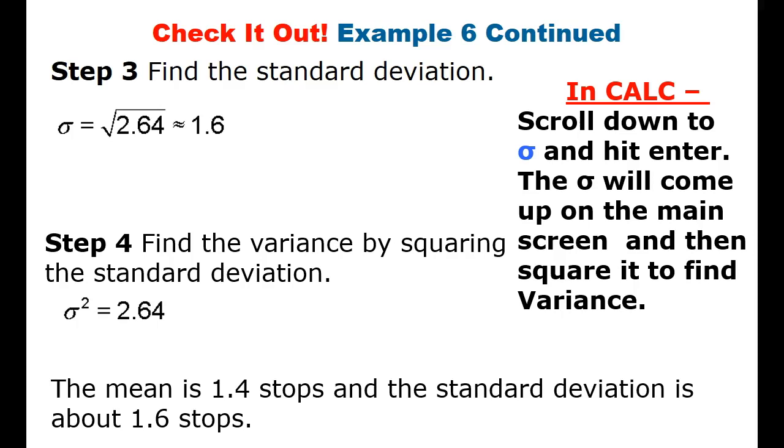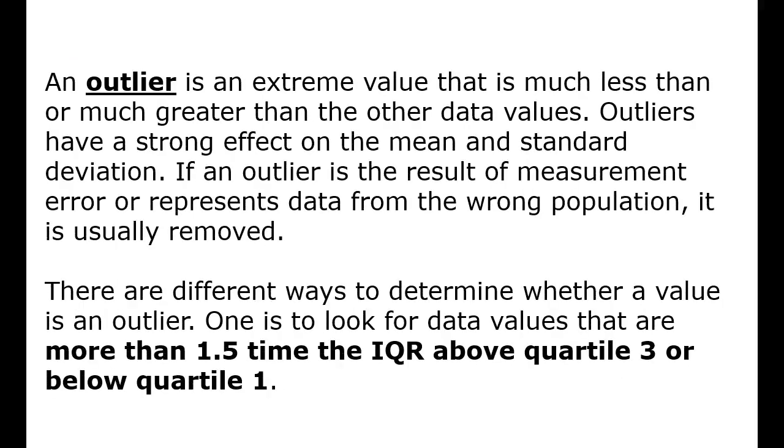So there was an average of 1.4 stops, with an average distance from 1.4 stops, an average spread, of 1.6 stops. Another thing we want to talk about are outliers. Outliers are extreme values that are much less or much greater than the other data in your data set. They have a strong effect on the mean and standard deviation. The mean and standard deviation are not resistant to outliers.